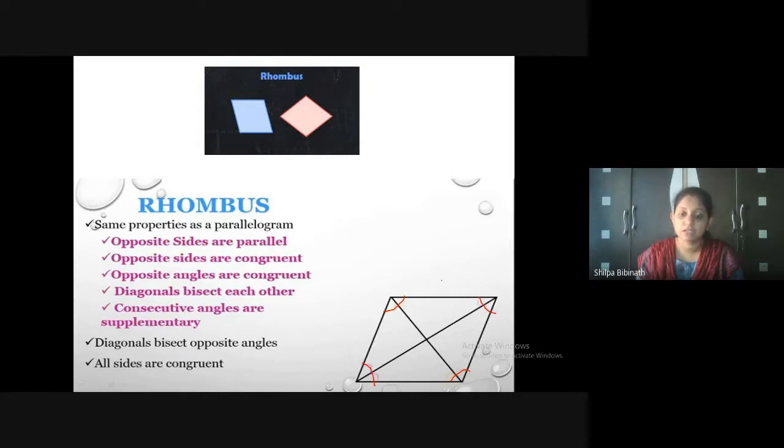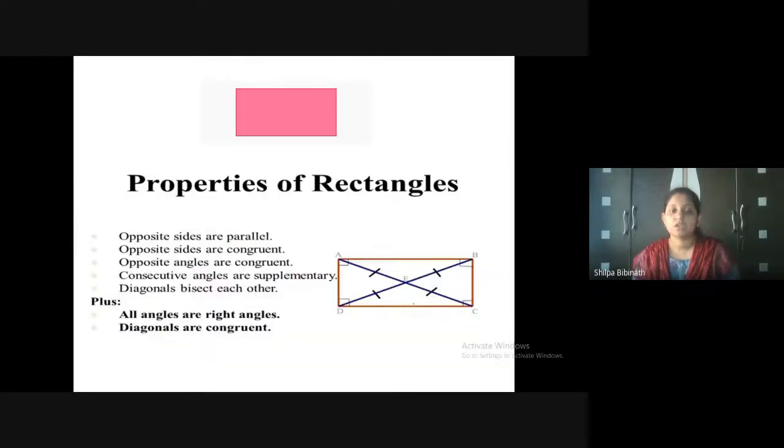What about sides? If this is 7, this will be 7, this will be 7, and this will be 7. All sides, same like square, will be equal. Then what else? Opposite sides are parallel to each other. Opposite sides are congruent to each other, and opposite angles are also congruent. Then diagonals bisect each other, meaning each is divided equally into two parts. All the sides will be congruent. This is very important.